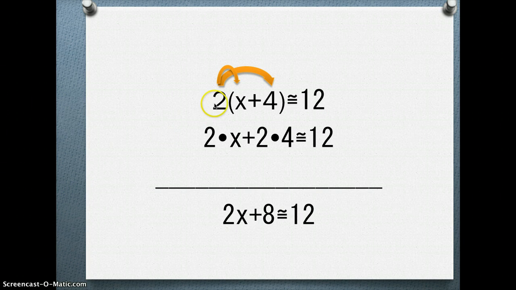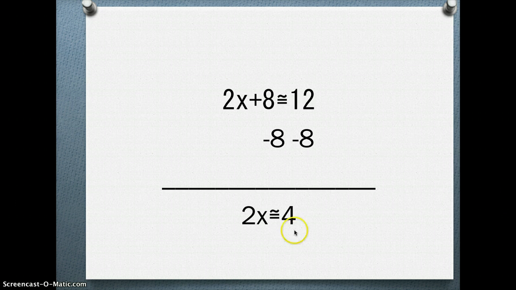Then we're going to take the 2 and distribute it to the x and to the 4, so that it's 2 times x plus 2 times 4 is congruent to 12, or 2x + 8 is congruent to 12. Then we subtract 8 from both sides so that we're left with 2x is congruent to 4.